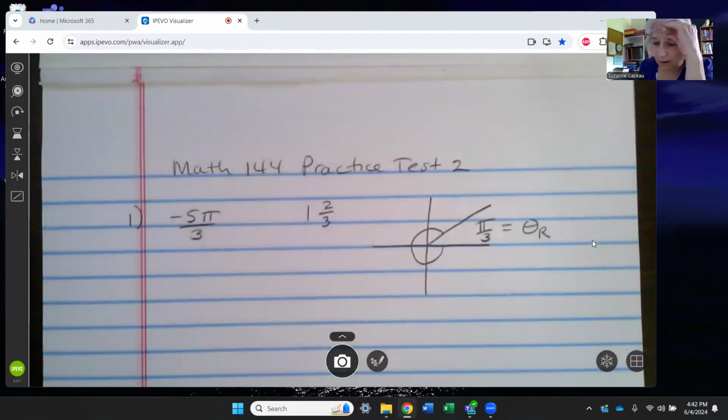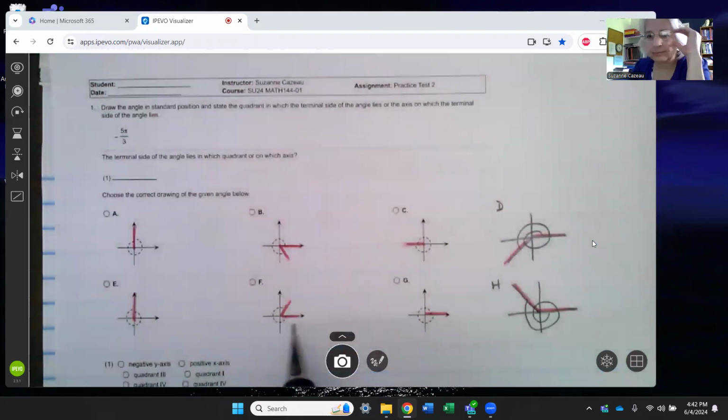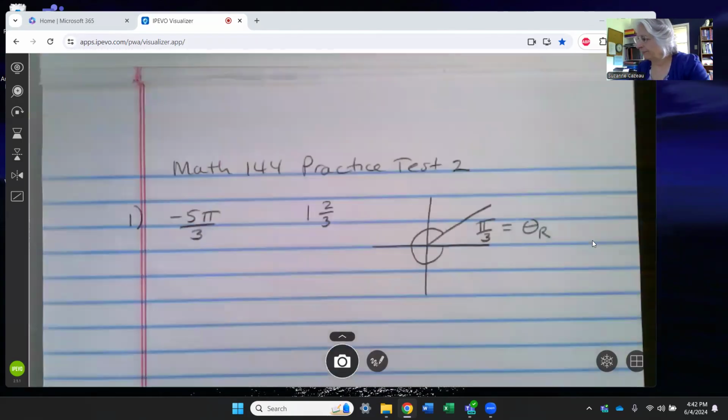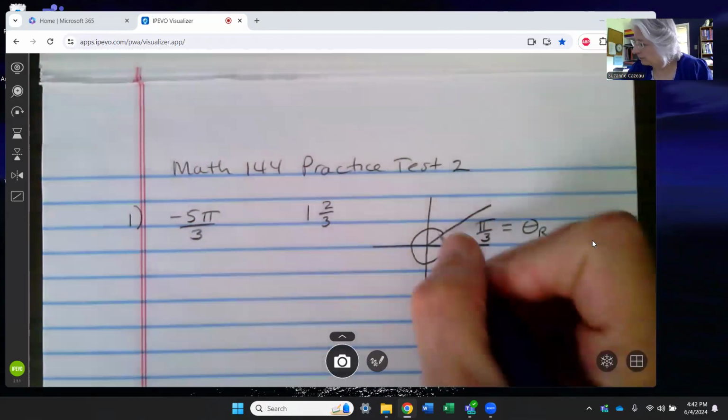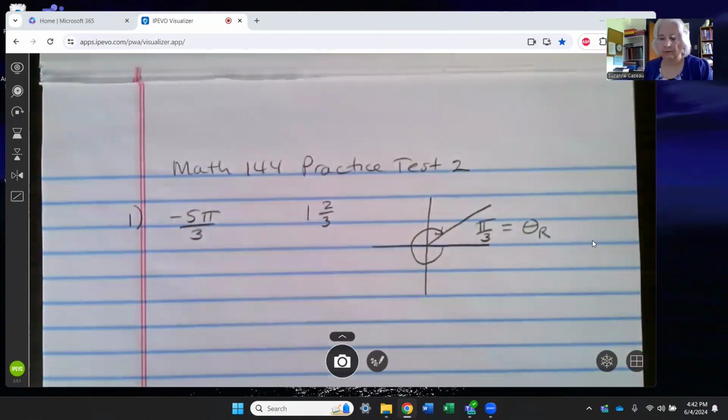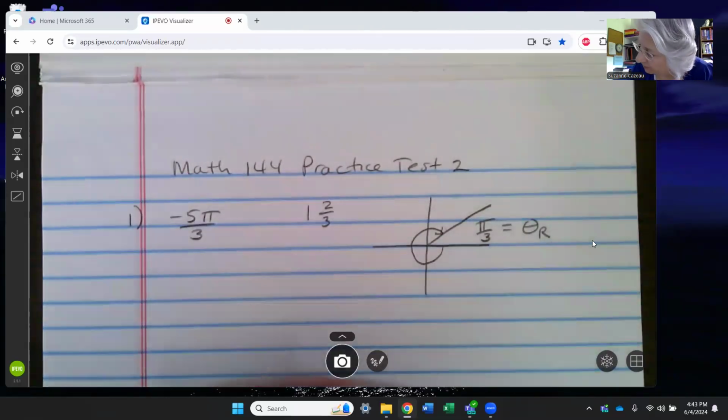So, and of course, it's in quadrant 1. And in this case, that looks a bit like F. This one right here. That's quadrant 1. All right, number 2.